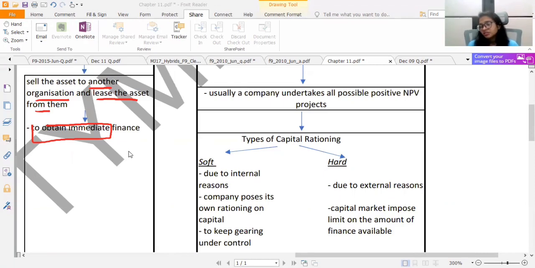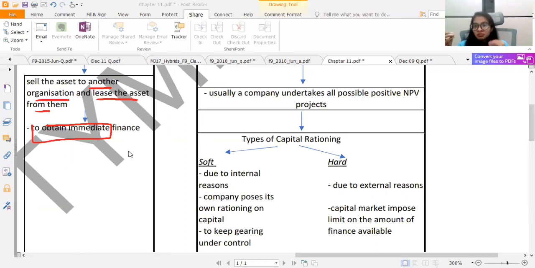So soft capital rationing is usually the situation brought about by the decision of the management of an organization to purposely create a limitation on capital or funding for the organization. The next one is hard capital rationing. What is hard capital rationing? It arises due to external factors, a limitation that arises from outside the company. Example, the bank does not want to provide your company a loan. That is an example of external or hard capital rationing.